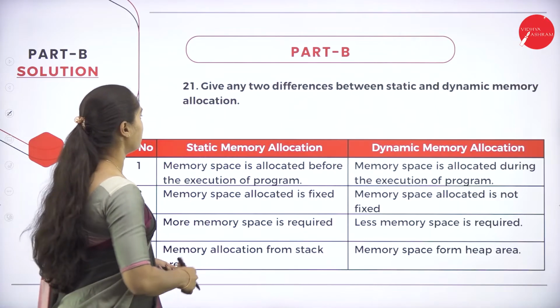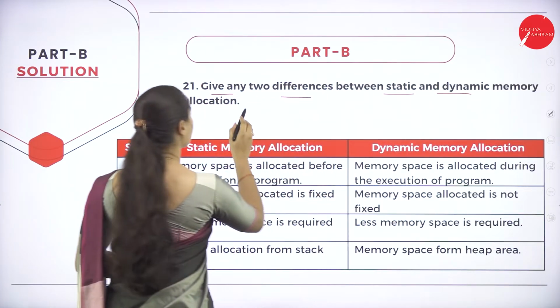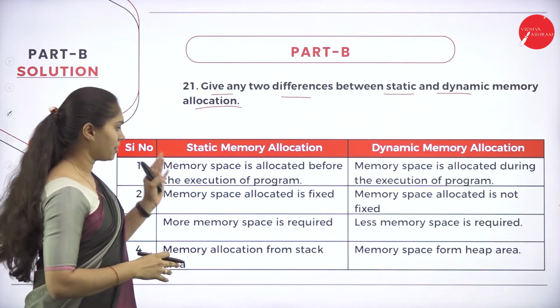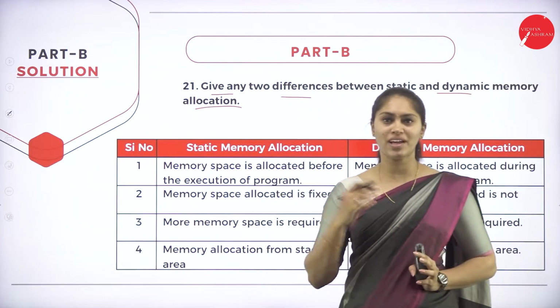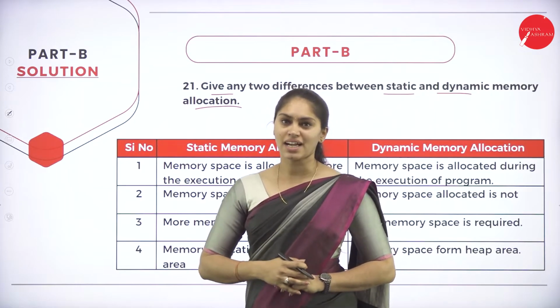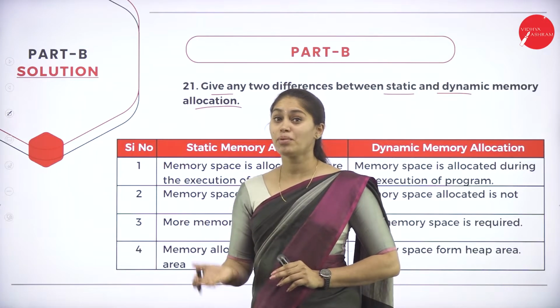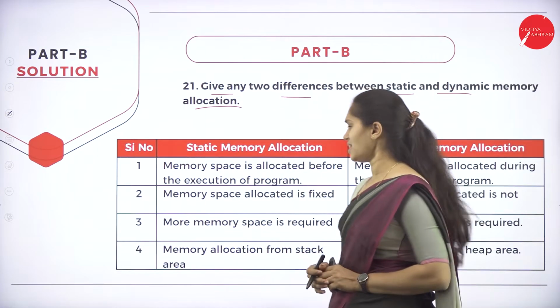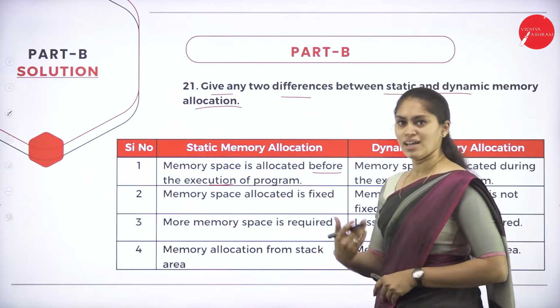We'll see the next one, that is, give any two differences between static and dynamic memory allocation. Here we have listed several differences between static allocation of memory and dynamic allocation of memory. When it comes to static allocation of memory, memory allocation takes place before the execution of a program. That is, before the program is executed, the memory is allocated.